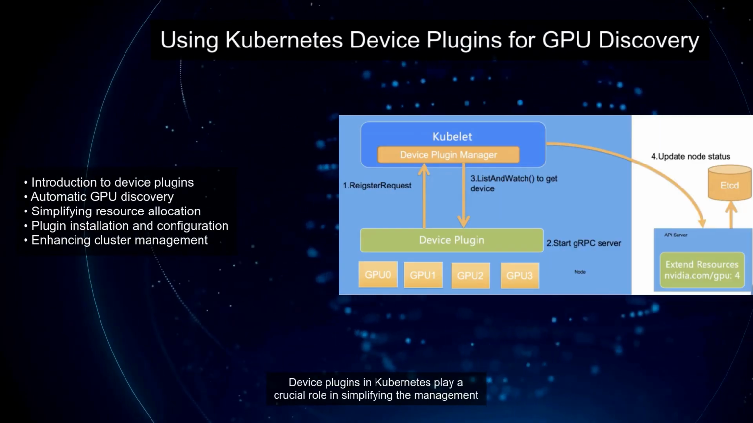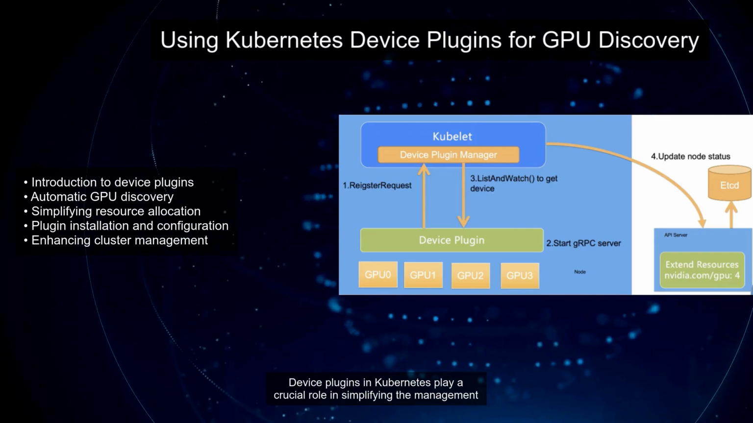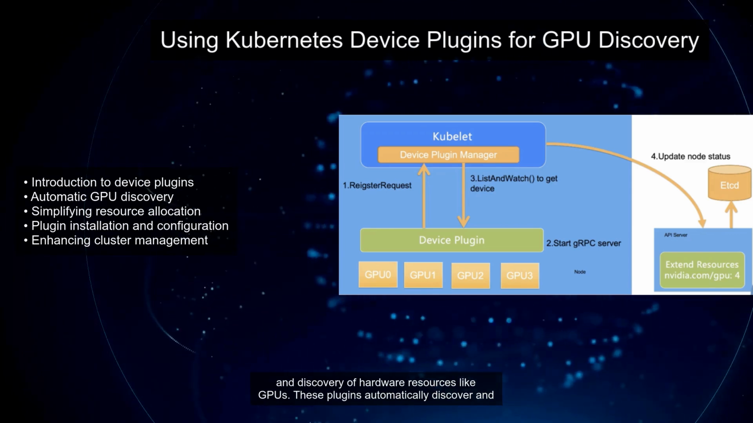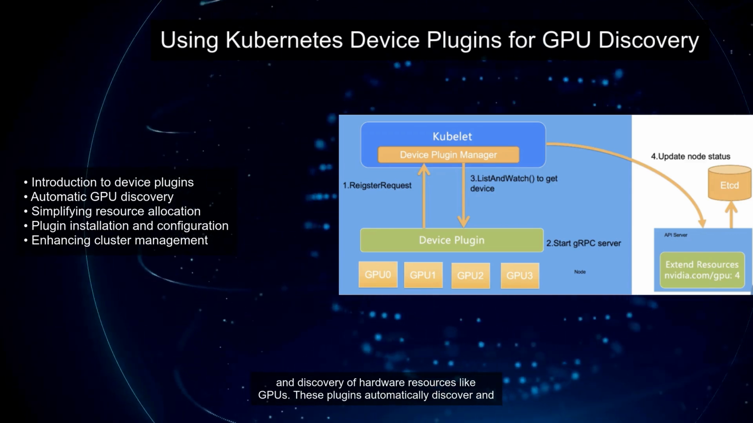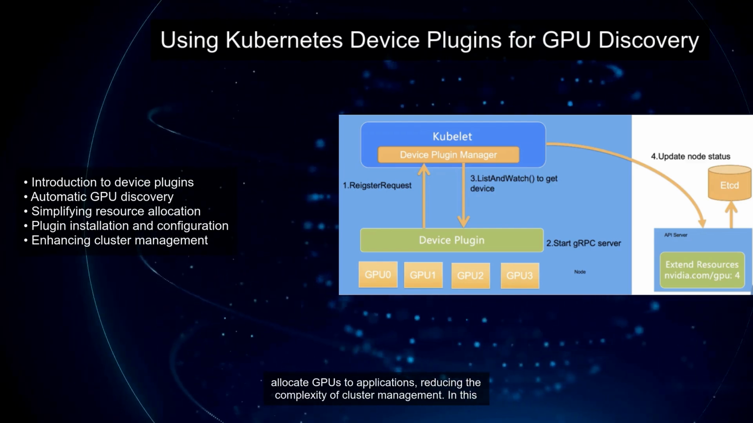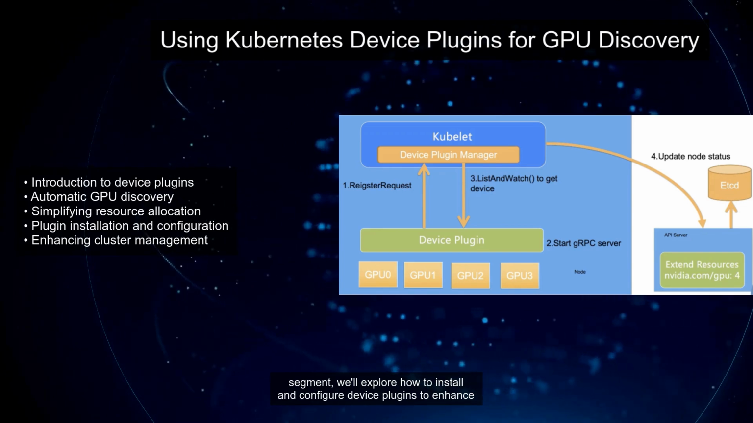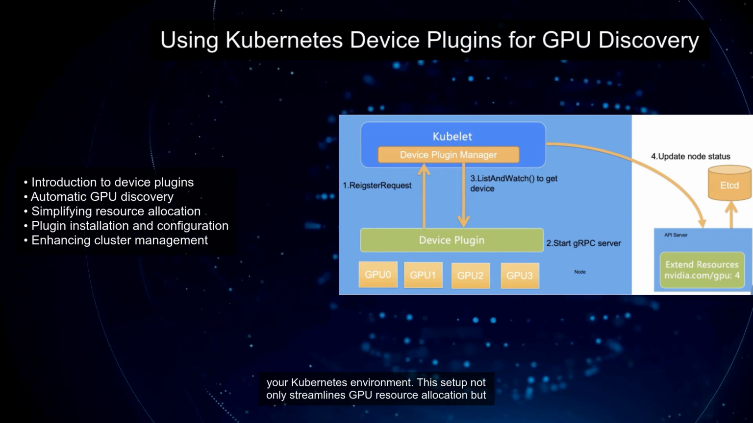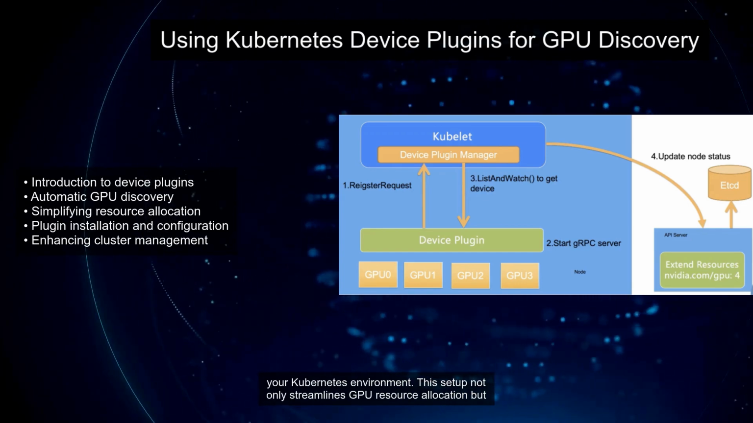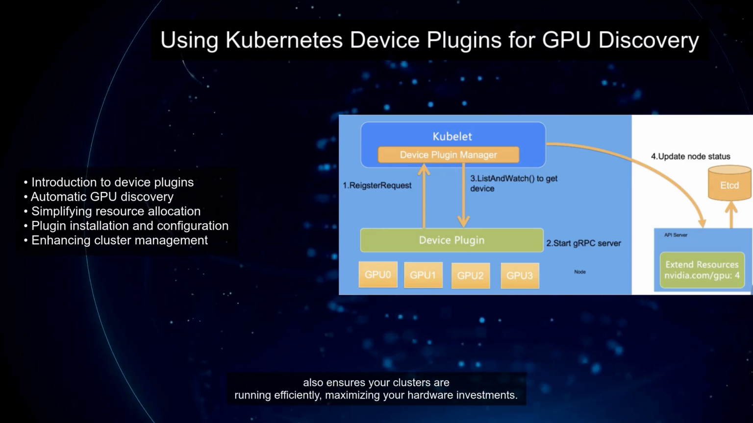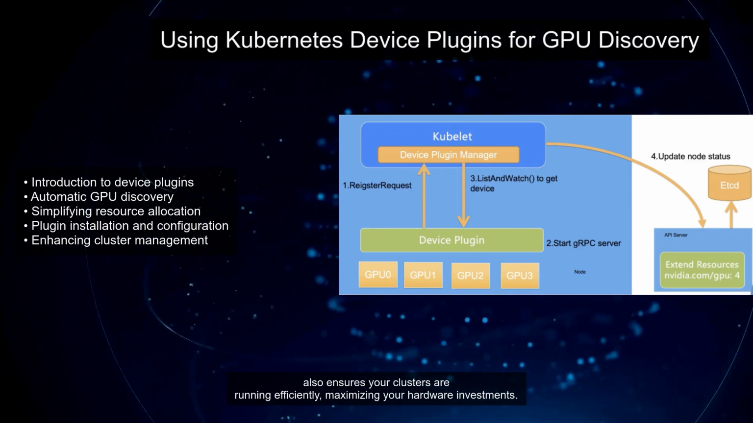Device plugins in Kubernetes play a crucial role in simplifying the management and discovery of hardware resources like GPUs. These plugins automatically discover and allocate GPUs to applications, reducing the complexity of cluster management. In this segment, we'll explore how to install and configure device plugins to enhance your Kubernetes environment. This setup not only streamlines GPU resource allocation but also ensures your clusters are running efficiently, maximizing your hardware investments.